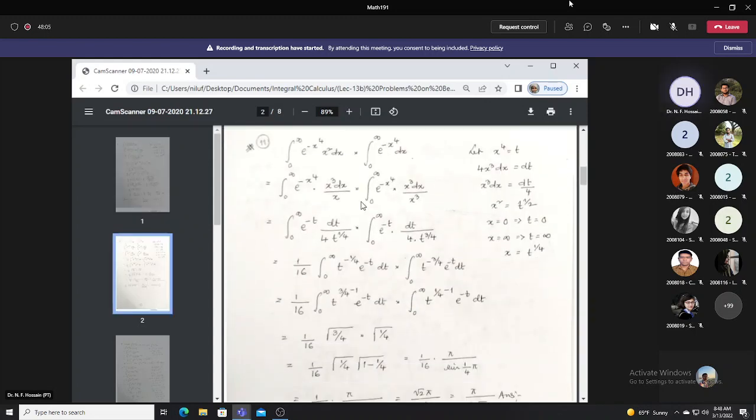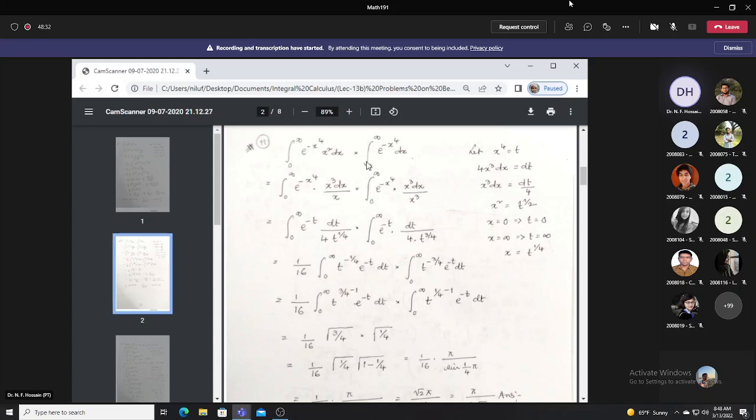Next, integration 0 to infinity e to the power minus x to the power 4 times x squared dx, and here 0 to infinity e to the power minus x to the power 4 dx. The difference is that here there is an x squared, and there is no x squared. So let us suppose that x to the power 4 equals t. So 4x cubed dx equals dt. So x cubed dx will be equal to dt divided by 4.